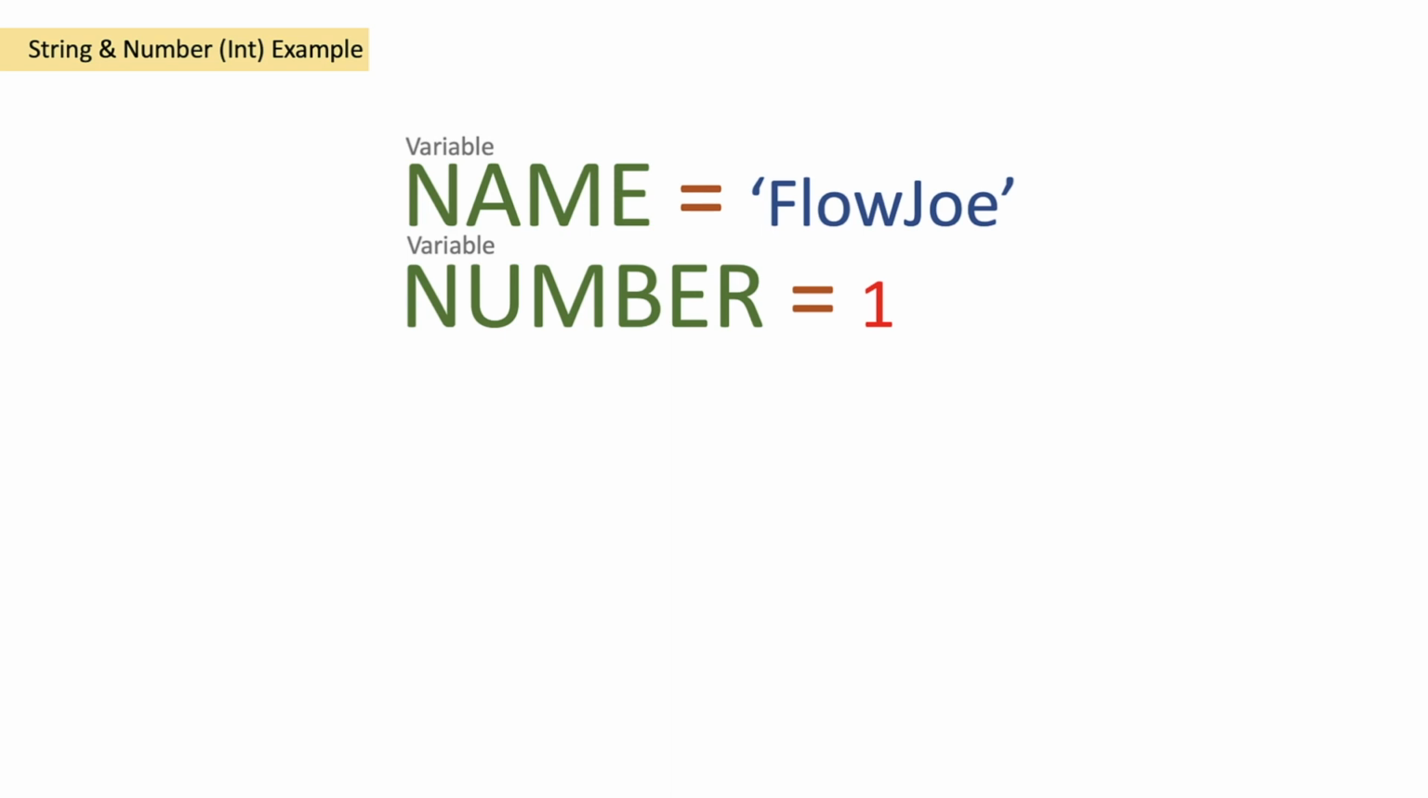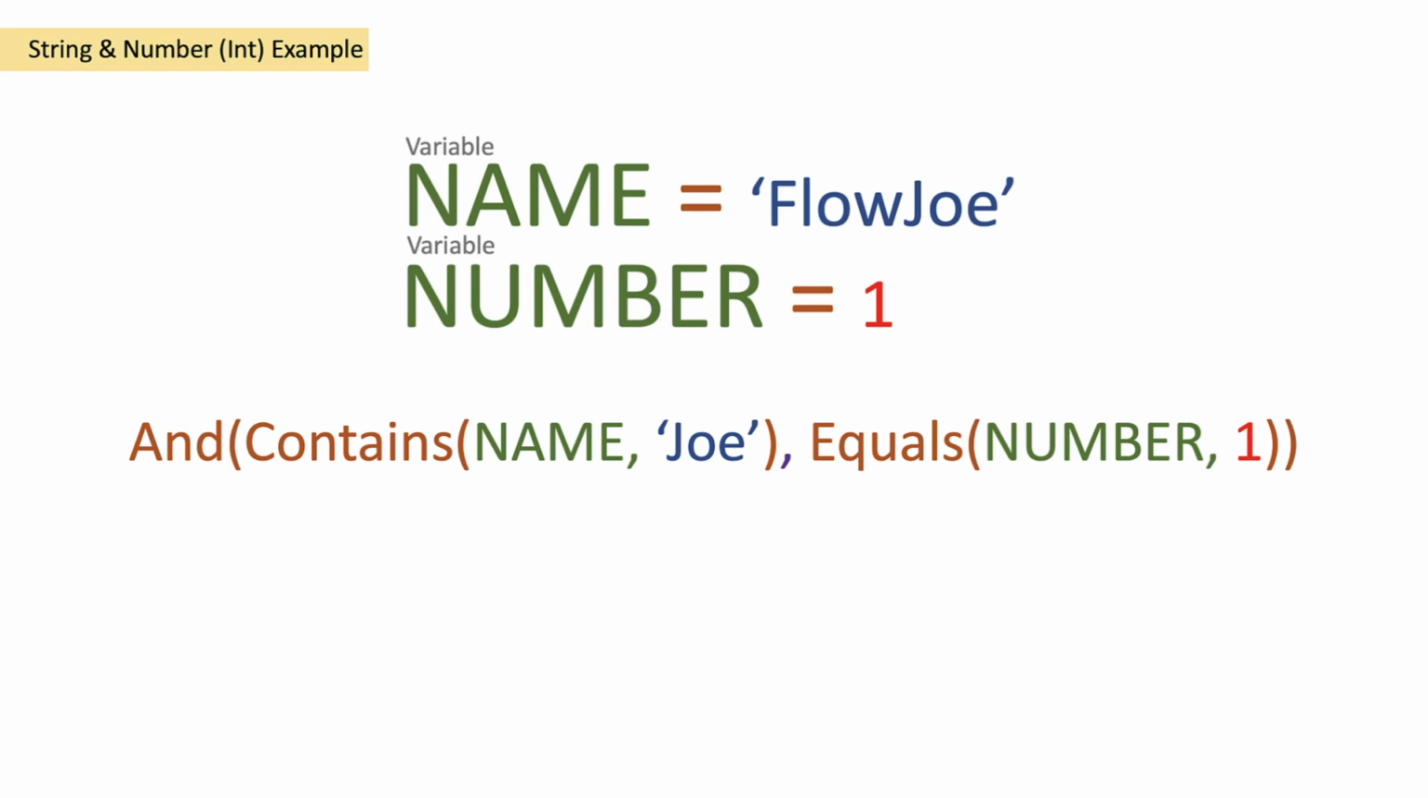We're going to start with a variable of name, and we're going to assign the string of Flojo to it. Then we're going to start with another variable of number, and assign a one digit integer to it. Then we use the AND function, and we're going to pass in another function of contains, and we're going to pass in the variable name, and then pass in Joe to see if the Flojo name variable contains Joe. Then we're going to pass in another function of equals. We're going to pass in the number variable and then pass in 1. So we've got two functions within the AND function right now.